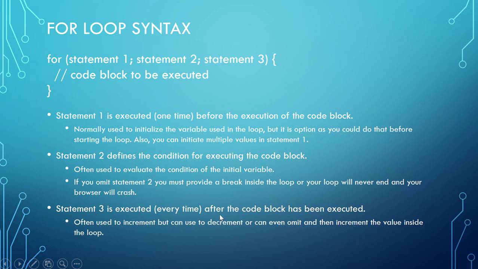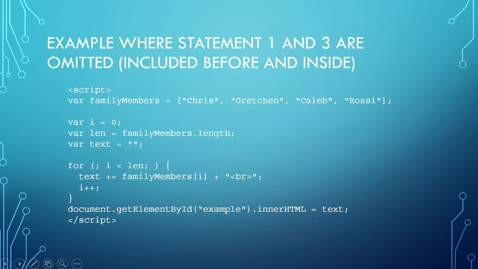Statement 3 is executed every time after the code block. So at the end of the code block, it does statement 3. It's usually used to increment, but it can be used to decrement or even omitted and then increment the value inside the loop. So here's an example where we omit the first and the third statements, because the first is included above and the third is included after the rest of the code block here.